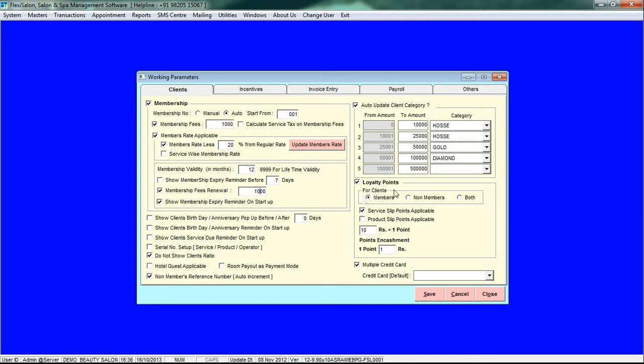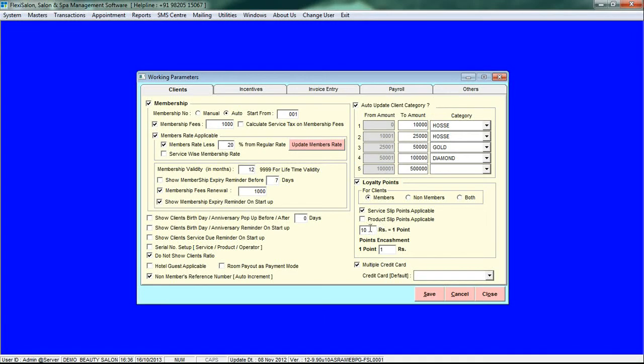Then we have the concept of loyalty points. Loyalty points are those points which are known as reward points. For example, when we go shopping, we get reward points. It's the same criteria which is used in salons. This can be given to members, non-members, or both. Generally, it is given on service slips.